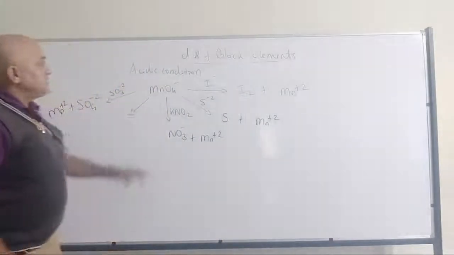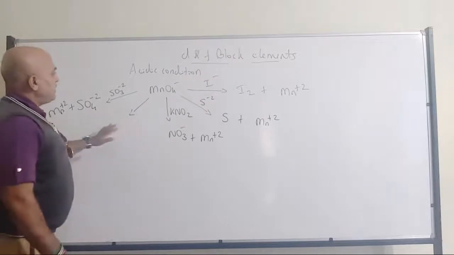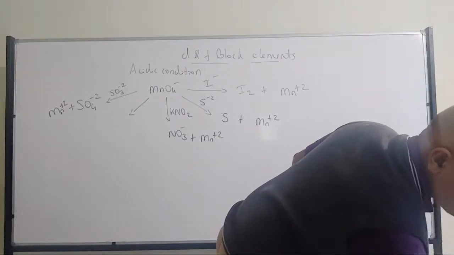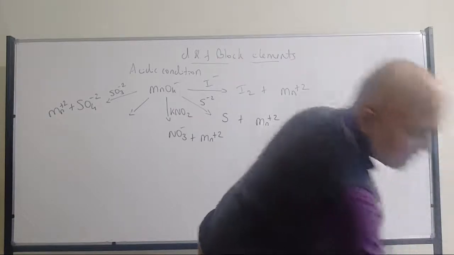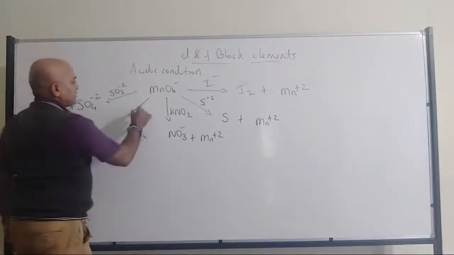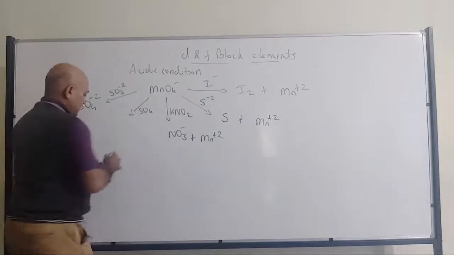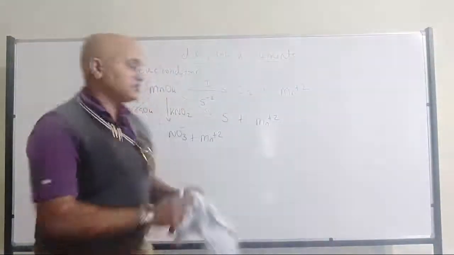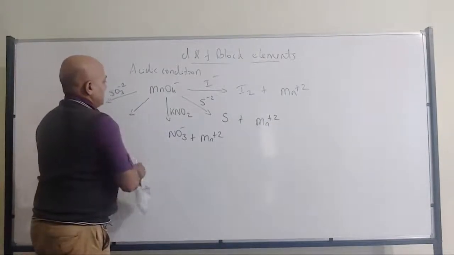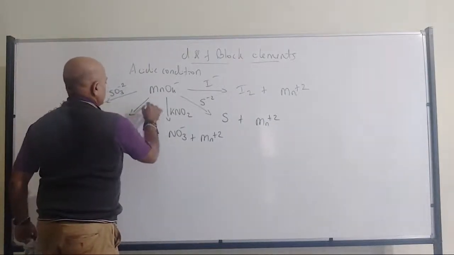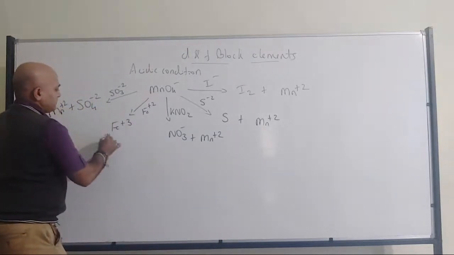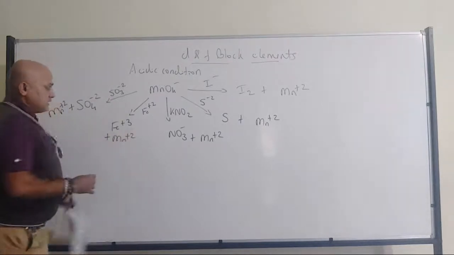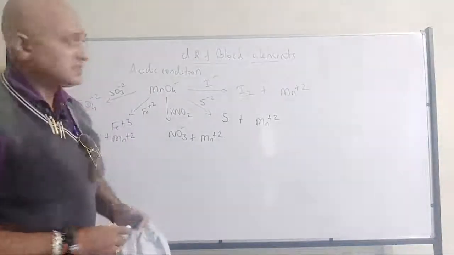Okay, fine. So these are some of the reactions which we have discussed in the last class. Anything left? Okay, ferrous sulfate. We have discussed ferrous sulfate, that is Fe plus 2, which will become Fe plus 3 plus Mn plus 2. So these are the reactions which we have discussed, right?